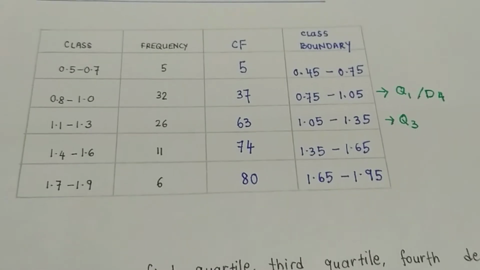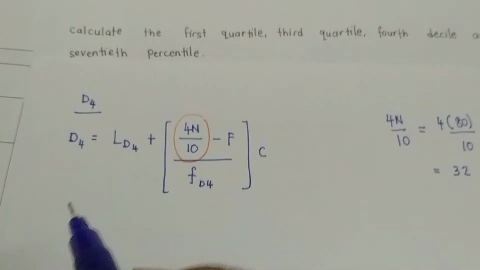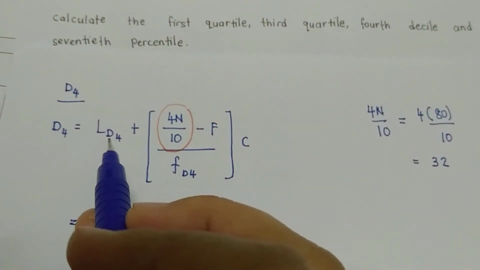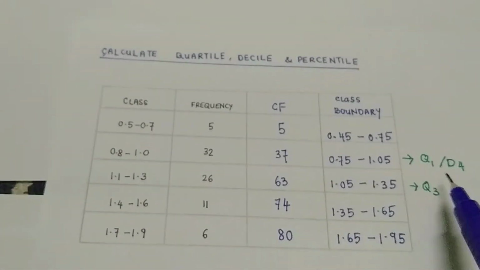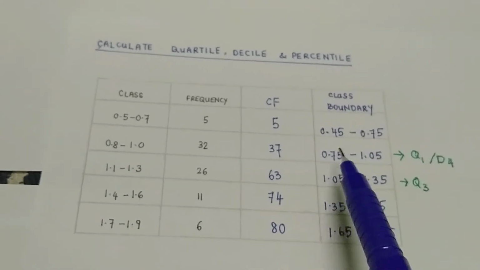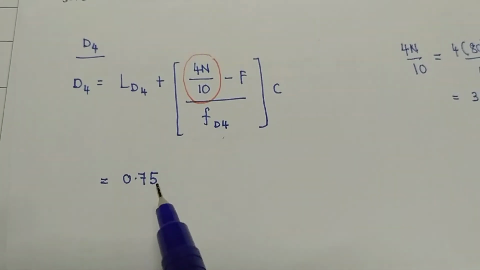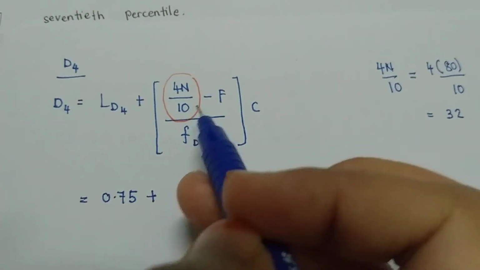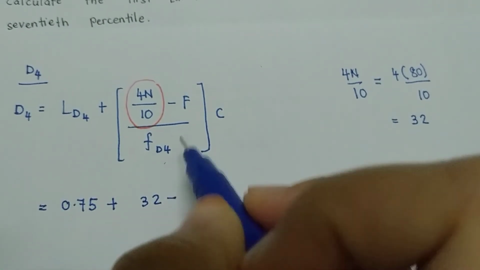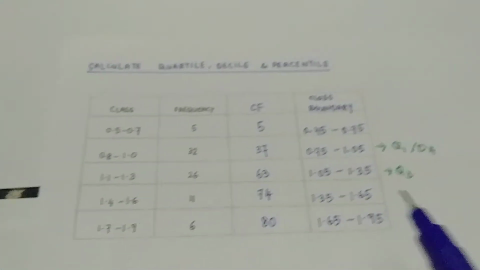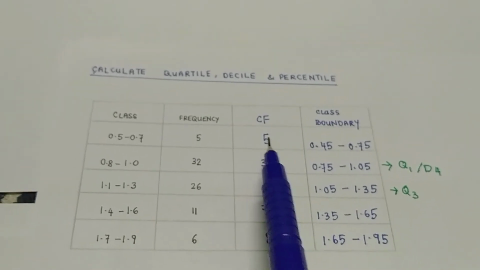Okay, for the formula, D4 is equal to LD4. That means the lower boundary for the D4 class. So this one is the D4 class, and the lower boundary is 0.75. So 0.75 plus 4n over 10, which is 32, and then minus F. Again, F is the cumulative frequency before the D4 class, so the value is 5.